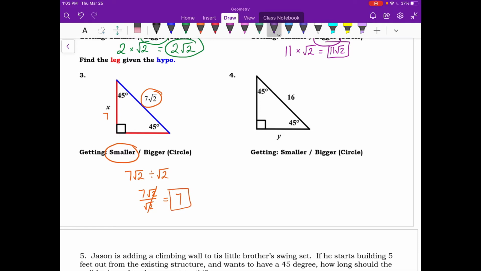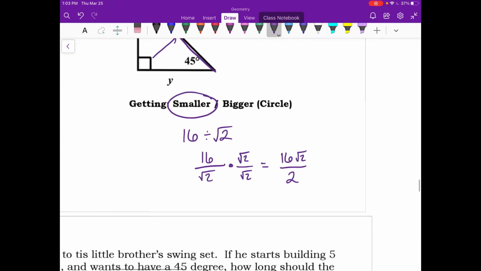Number 4. On this one, we're given the length of our hypotenuse again, which is opposite from the 90, and we need to find our leg, so we are getting smaller. So we're going to take 16 and we are going to divide it by root 2. So that's 16 divided by, as a fraction, root 2. Now I can't have any radicals on the bottom, so to get rid of the radical, I'm going to multiply both top and bottom by square root of 2. And when I do that, I'm left with 16 square root of 2 on the top. And square root of 2 times square root of 2 is just 2. So just a 2 on the bottom. One last step, 16 divided by 2 is 8. So this is actually 8 root 2 when you reduce.